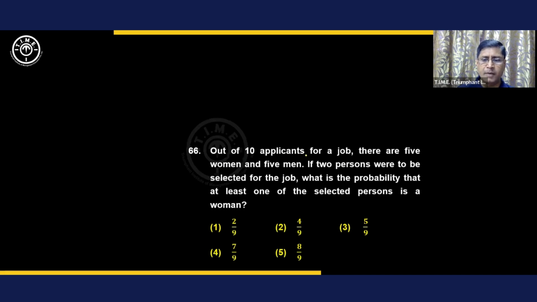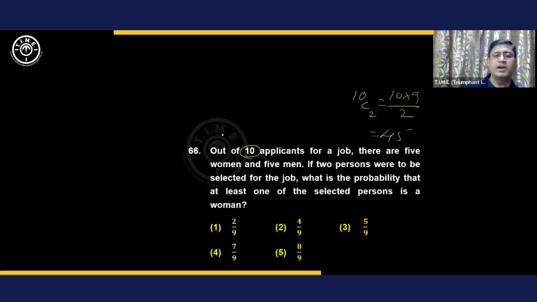Out of 10 applicants for a job, there are 5 women and 5 men. If 2 persons were to be selected for the job, what is the probability that at least one of the selected persons is a woman? So total here 10 applications, that is 10C2. 10C2 means 10 into 9 by 2, that is 45.